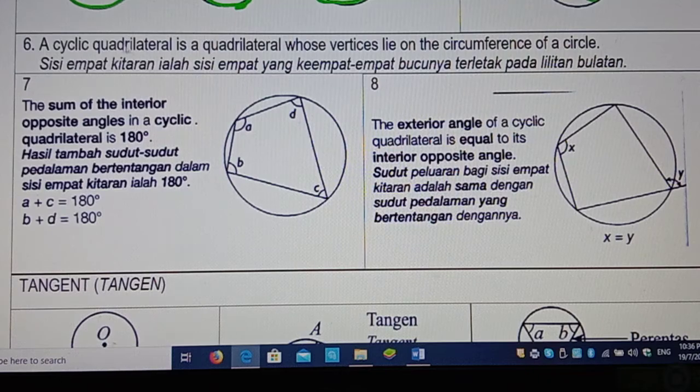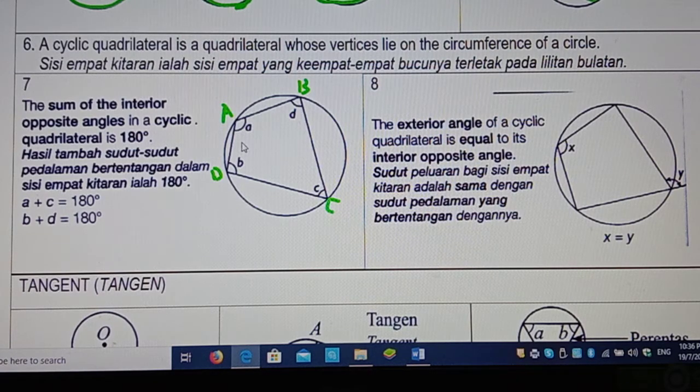A cyclic quadrilateral is quadrilateral whose vertices lie on the circumference of the circle. So cyclic quadrilateral, you can see here, if we have 4 vertices here, let's say this one is A, and here is point B, here is point C, and here is point D. So meaning all the 4 vertices A, B, C, D must touch the circumference of the circle. Okay, all must touch. If one does not touch, that one is not cyclic quadrilateral.